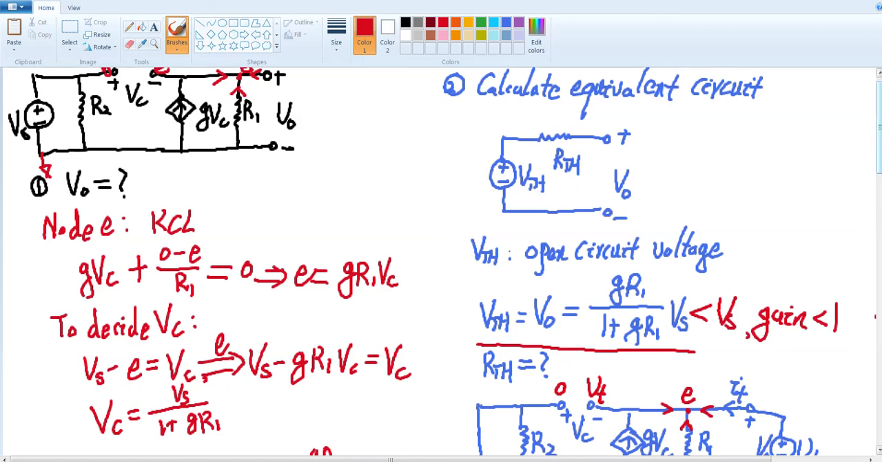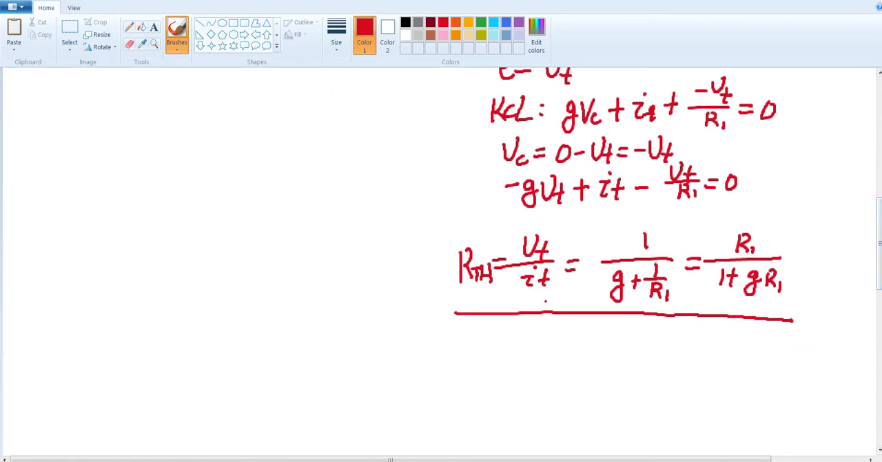But still, we utilize this as a useful amplifier circuit. The reason is because if you look at the Thevenin resistance, you will see that it's equal to R1 divided by 1 plus GR1. So in most cases, if G is much larger than 1 over R1, which is usually guaranteed in real circuits, this will give you 1 over G. Usually, this 1 over G can be very, very small because this conductance G is usually made to be very large. So that means this RTH is very small.